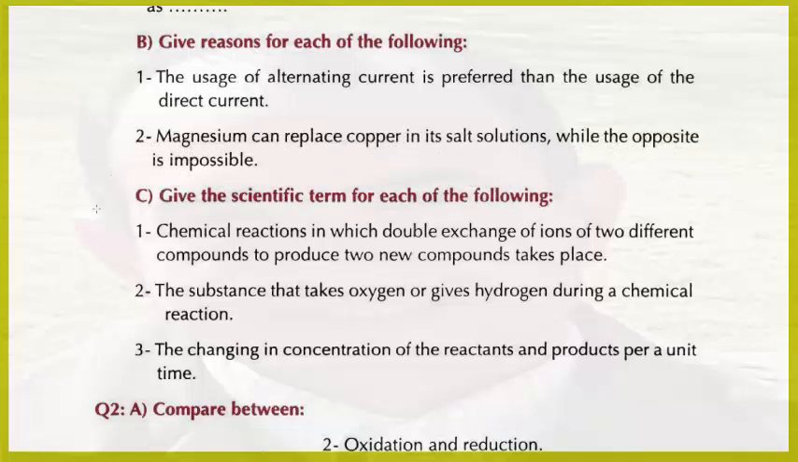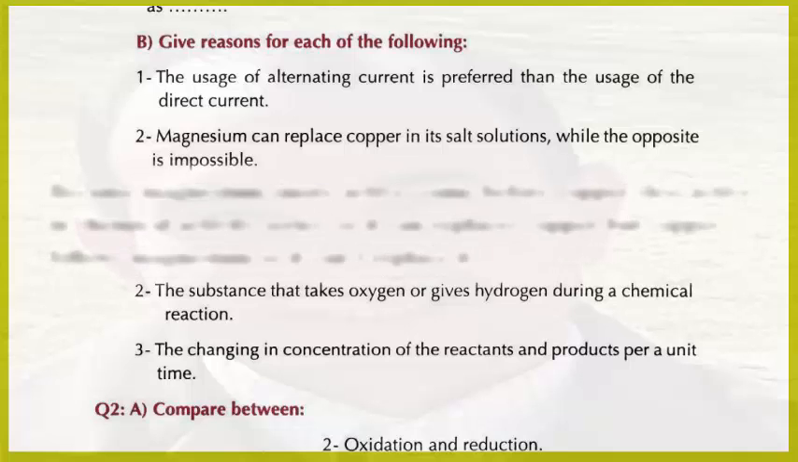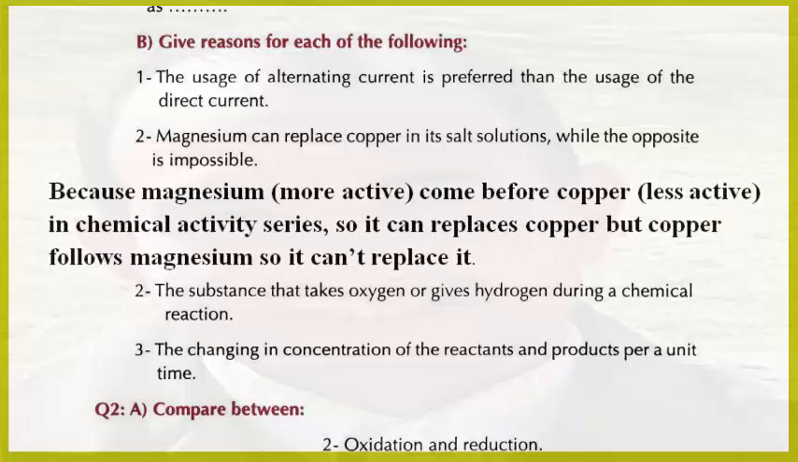Number 2. Magnesium can replace copper in its salt solution, while the opposite is impossible. Because magnesium is more active and comes before copper in chemical activity series, so it replaces copper, which is less active. But copper follows magnesium, so it can't replace it.